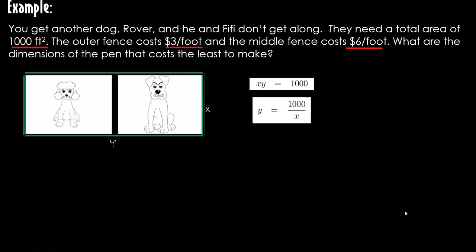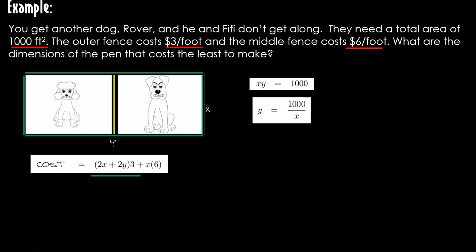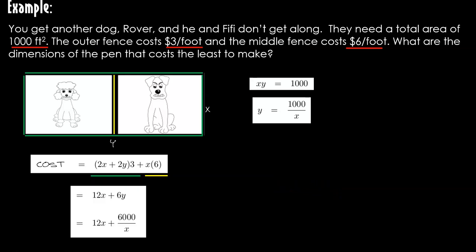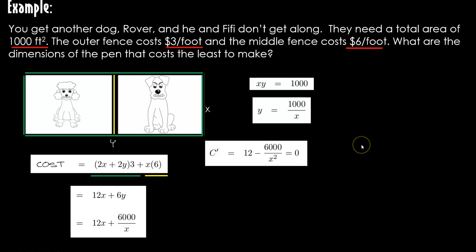And I have the expensive fence down the middle, which is another x. So my cost, I have 2x plus 2y times 3, the cheap one, and x times 6, the expensive one. Let's simplify that and plug y in. So I get 12x plus 6,000 over x when I simplify it. Now I take the derivative, get 12 minus 6,000 over x squared.